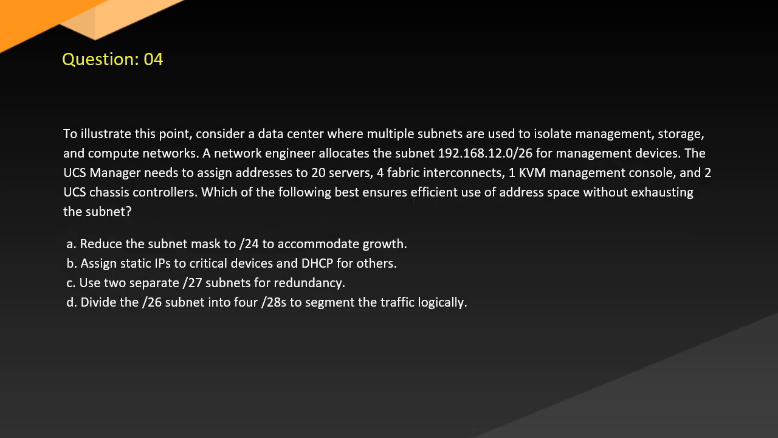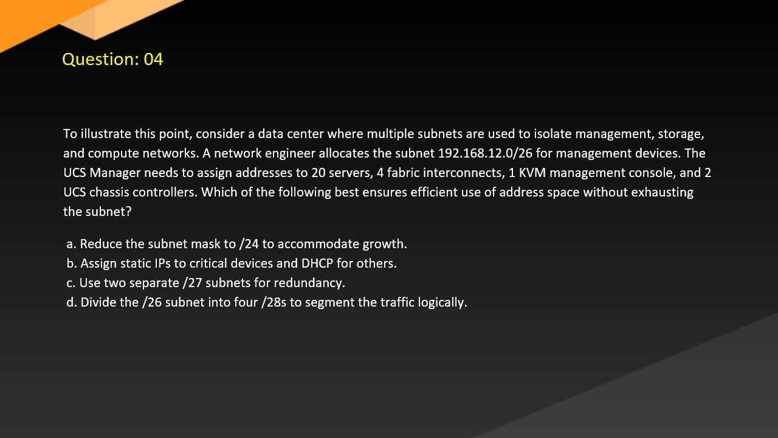Question 4. To illustrate this point, consider a data center where multiple subnets are used to isolate management, storage, and compute networks. A network engineer allocates the subnet 192.168.120.0/26 for management devices. The UCS Manager needs to assign addresses to 20 servers, 4 fabric interconnects, 1 KVM management console, and 2 UCS chassis controllers. Which of the following best ensures efficient use of address space without exhausting the subnet?